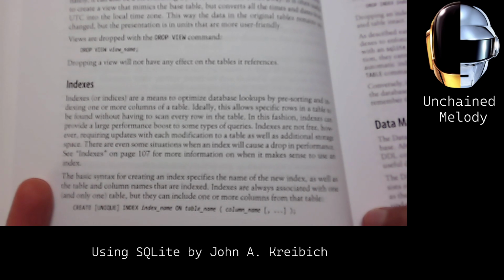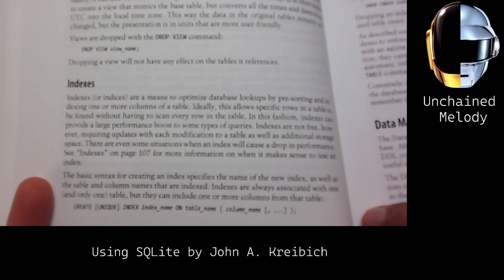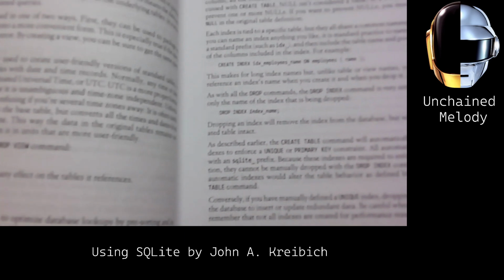The basic syntax for creating an index specifies the name of the new index as well as the table and column names that are indexed. Indexes are always associated with one and only one table, but they can include one or more columns from the table. CREATE [UNIQUE] INDEX index_name ON table_name (column_name).